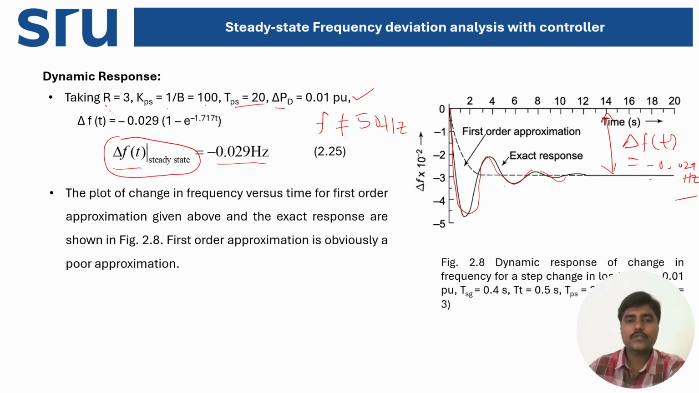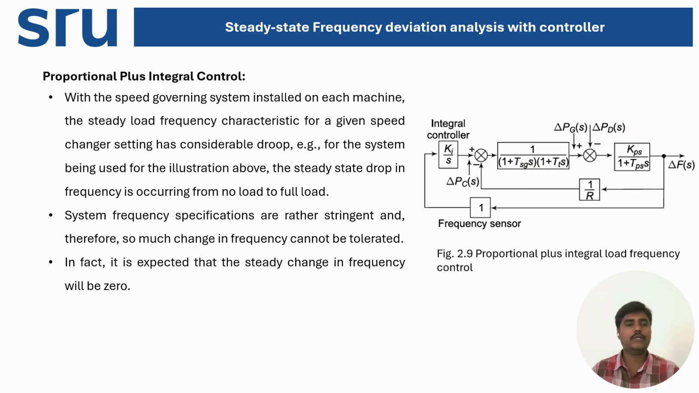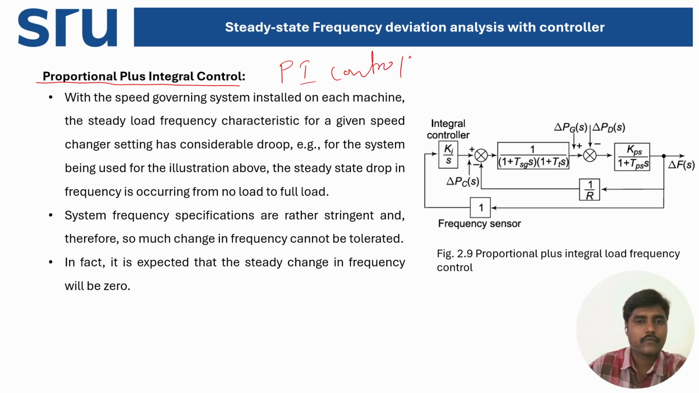So now this is the problem. Actually, this is not the desired response, because we don't want to have a delta F value. We want to make delta F equal to 0 so that the actual frequency will become equal to 50 Hz. For that, definitely we have to take care of incorporating some controllers. Because of that reason, we are now going to incorporate a proportional plus integral controller, that means PI controller. We are going to take the help of the PI controller here.